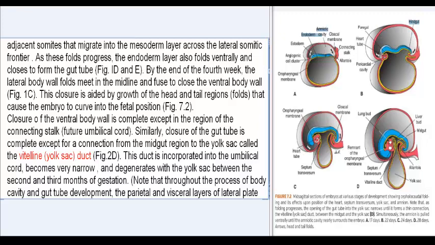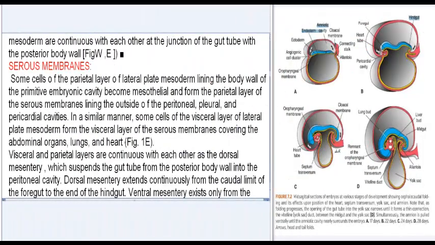Note that throughout the process of body cavity and gut tube development, the parietal and visceral layers of lateral plate mesoderm are continuous with each other at the junction of the gut tube with the posterior body wall, Fig. 1e. Serous membranes. Some cells of the parietal layer of lateral plate mesoderm lining the body wall of the primitive embryonic cavity become mesothelial and form the parietal layer of the serous membranes lining the outside of the peritoneal, pleural, and pericardial cavities. In a similar manner, some cells of the visceral layer of lateral plate mesoderm form the visceral layer of the serous membranes covering the abdominal organs, lungs, and heart, Fig.